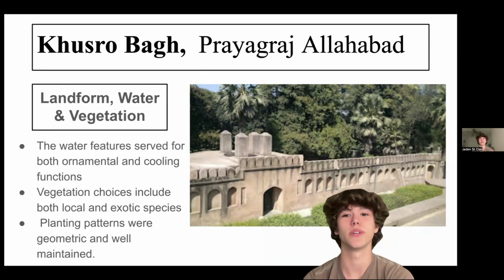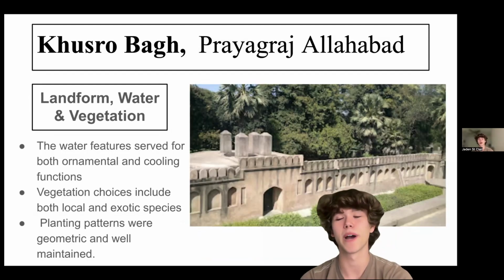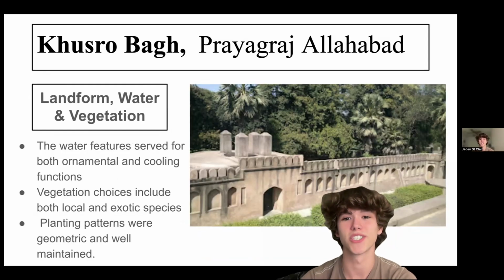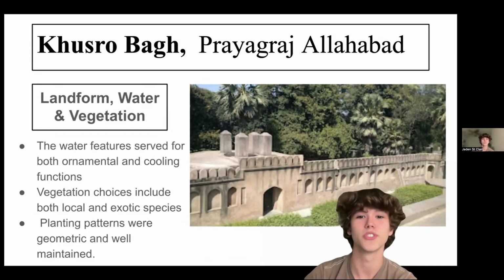Vegetation is one of its signatures. The orchards aren't just random, but they're organized in clear patterns and add both color and shade. The mix of the local and exotic species shows the attention paid by the Mughal gardeners, and geometric planting reflects the orderly feel of the site.